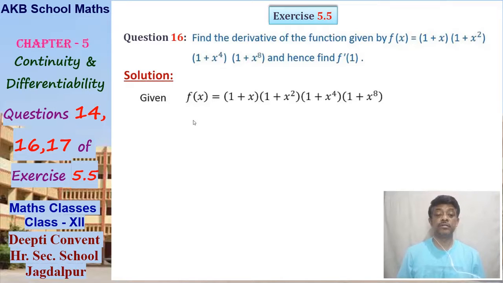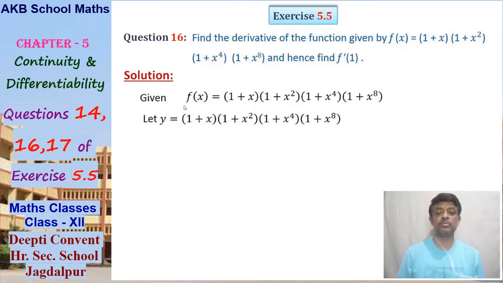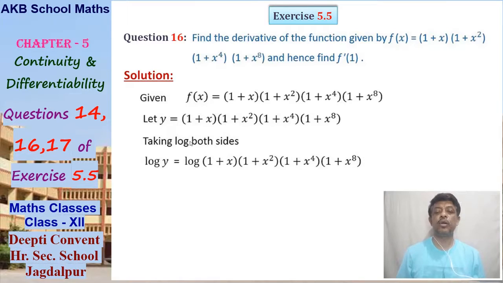Now because the right hand side is a product of more than 2 quantities, we can take logarithm on both sides. Suppose this is equal to y, in place of f(x) we suppose y. Then taking logarithm on both sides, we get log y equals log of the product, that is log(abcd) = log a plus log b plus log c plus log d.